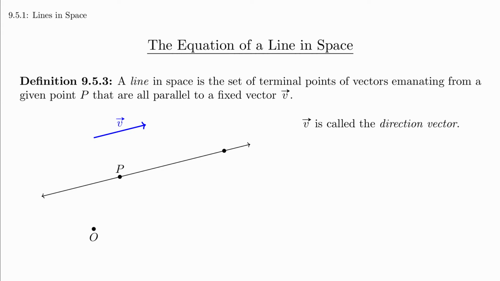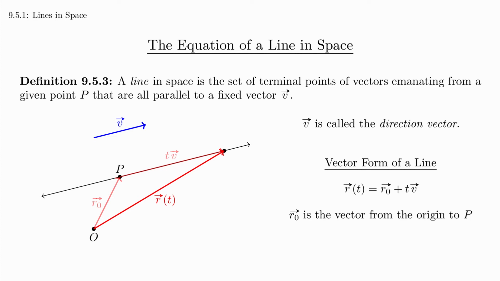If we wanted to describe how to get to any of these points starting from the origin, we would first have to move to the point P and then move by some scalar multiple of V. And this is exactly the vector form of a line. Notice that there are multiple representations of a line. We can change the point P to any other point on the line, or we can change the length of V or have it point in the opposite direction. So the equations of lines are not unique.